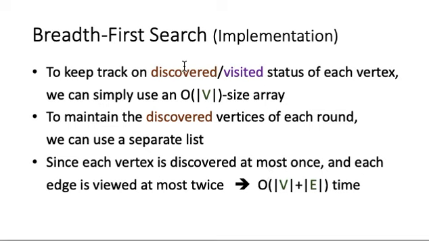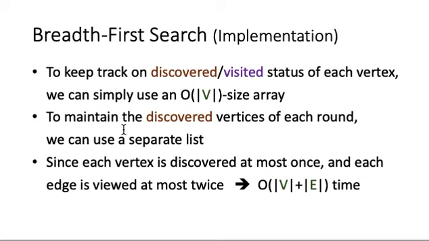Okay, now to keep track of the discovered and visited status of each vertex, when we run this BFS algorithm, we need to check whether a node is visited, whether a node is discovered, or whether they are not both. In that case, we can use a simple array of length order v, so we could have an array of size order v to remember the current status of a vertex.